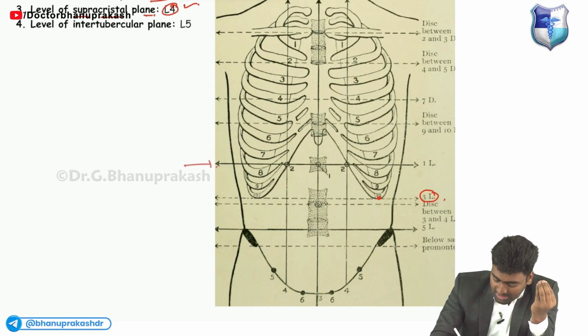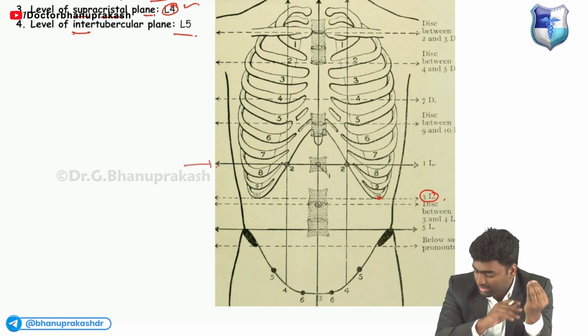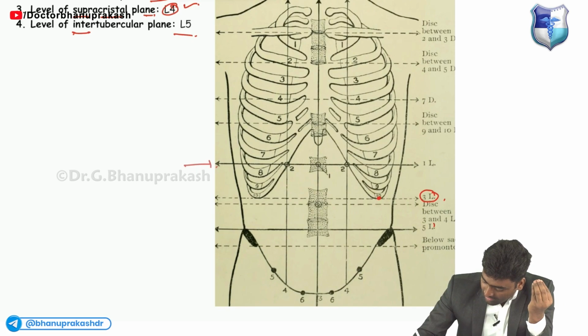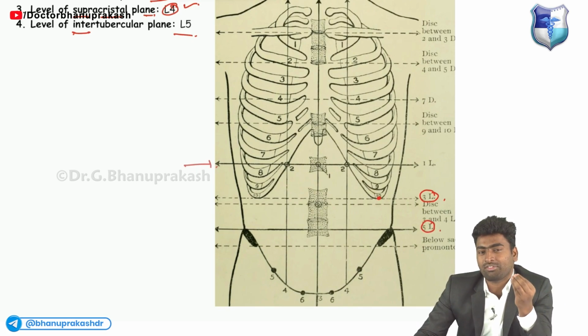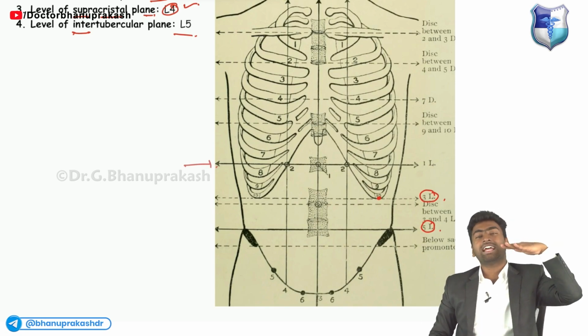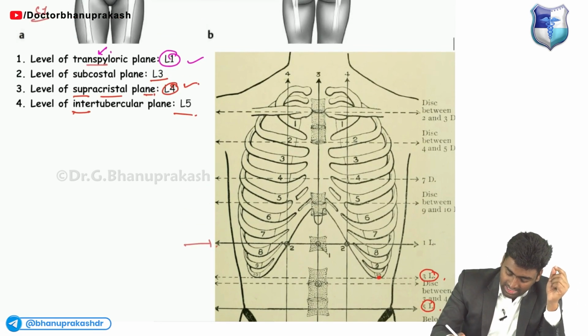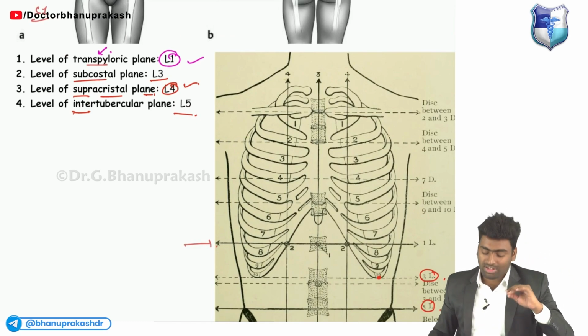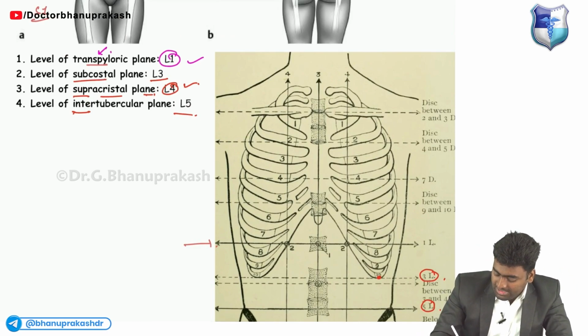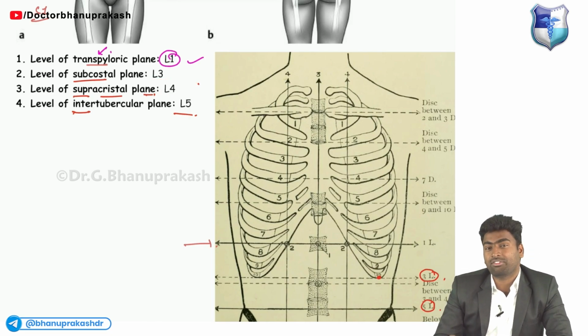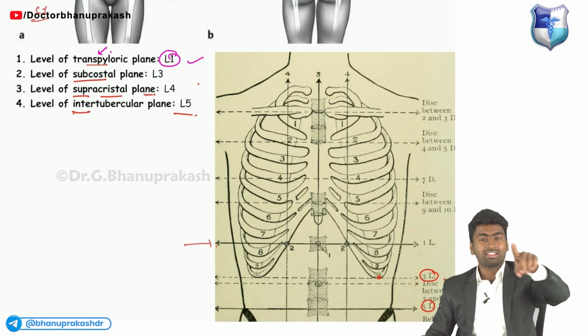And the final one is the intertubercular plane, between the tubercles of the iliac crests, at the level of L5. So remember, the transpyloric plane is at the level of L1, the subcostal plane is at the level of L3, the supracristal plane is at the level of L4, and the intertubercular plane is at the level of L5. Okay. Don't forget the umbilicus one.